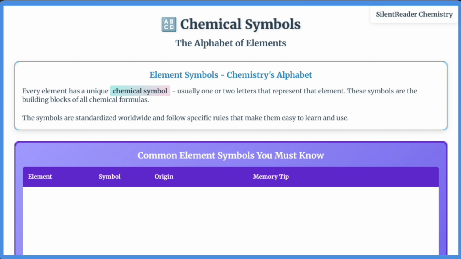Common symbols include H for hydrogen, O for oxygen, C for carbon, but also some tricky ones like Na for sodium from Latin natrium, K for potassium from kalium, and Fe for iron from ferrum. The periodic table organizes these symbols, and remembering that first letter capital, second letter small is crucial. H, not small h. Na, not capital N and capital A, and not small letter na.